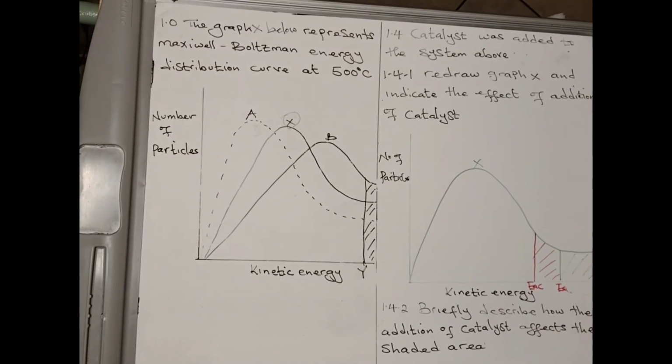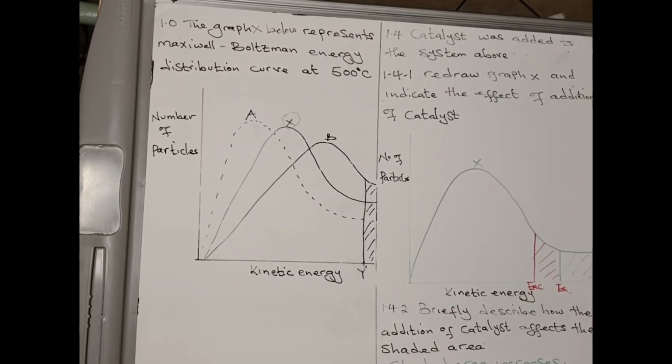Okay. Then comes this question. It says, briefly explain how the addition of catalyst affects the shaded area. Okay, it's apparent here that when you added a catalyst, the activation energy shifted to the left. And what effect does that have on the shaded area? It increases it. So the answer is increase.